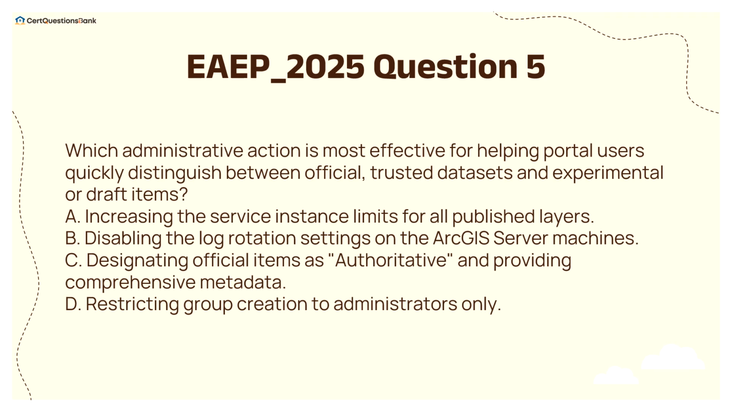Which administrative action is most effective for helping portal users quickly distinguish between official, trusted datasets and experimental or draft items? A. Increasing the service instance limits for all published layers. B. Disabling the log rotation settings on the ArcGIS Server machines. C. Designating official items as authoritative and providing comprehensive metadata. D. Restricting group creation to administrators only.